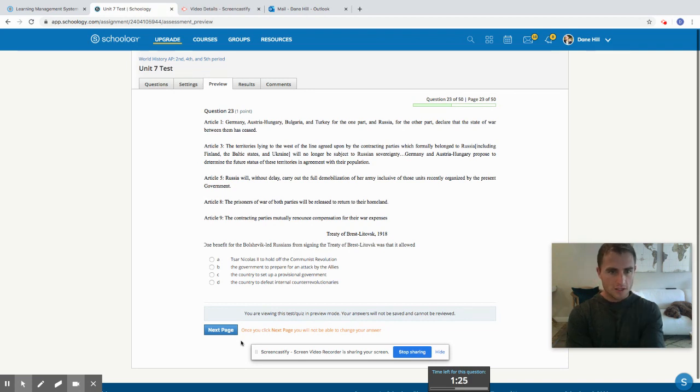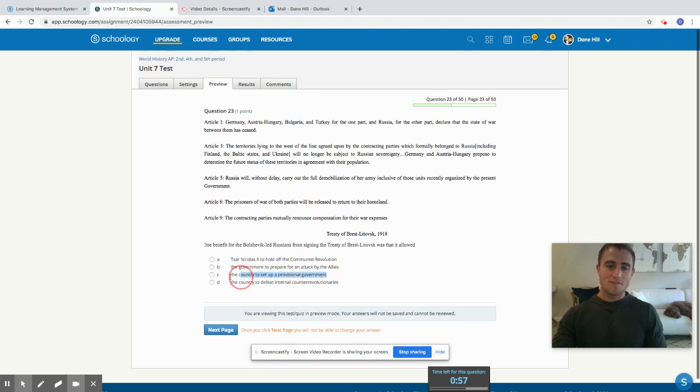Let's think about this. One benefit was that it allowed Tsar Nicholas II to hold off the communist revolution. Well, first of all, we're already post Tsar Nicholas II here. We're signing the treaty. That means the Bolsheviks are already in charge. So that doesn't make sense. And we know Tsar Nicholas II didn't hold off the communist revolution, so that's doubly wrong. B, the government should prepare for an attack by the Allies. Well, Russia was on the Allies' side, so that doesn't make sense. C, the country to set up a provisional government.